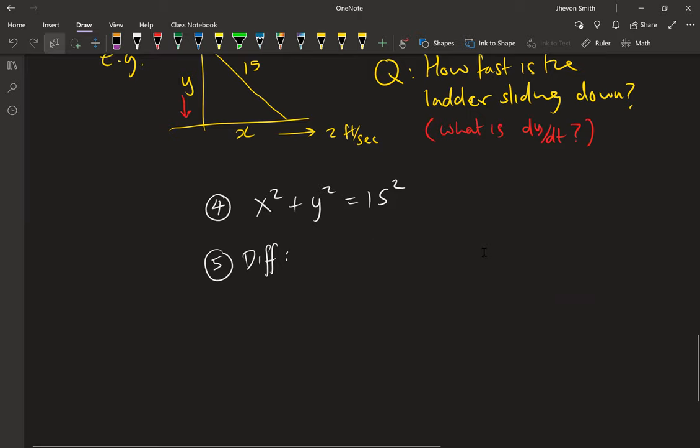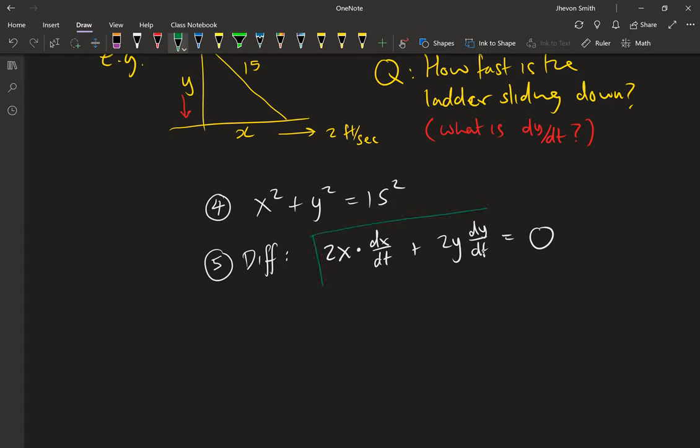your x and your y, you can think of there being inside functions. So when you differentiate the x squared, you have to multiply by the x prime, which is dx/dt. Plus, when you differentiate the y squared, you get 2y. You have to multiply by the y prime, dy/dt. Every time you differentiate something that's not a t, you have to multiply by its prime. Now, 15 squared, you differentiate that, you get 0. So this step here is implicit differentiation.